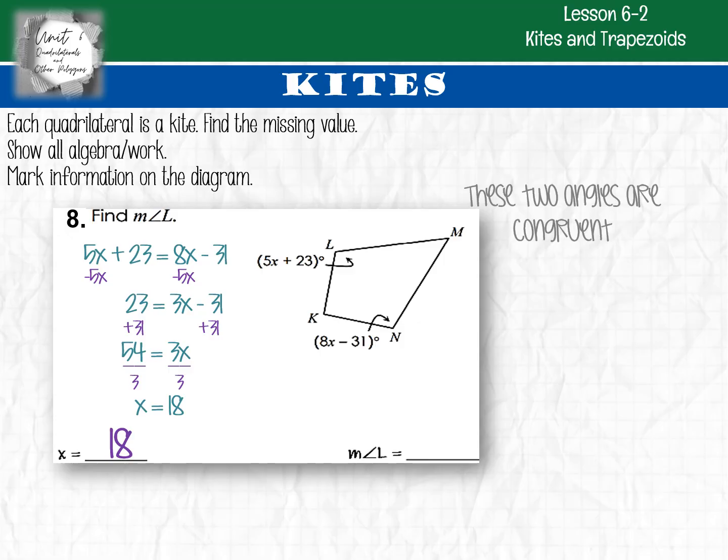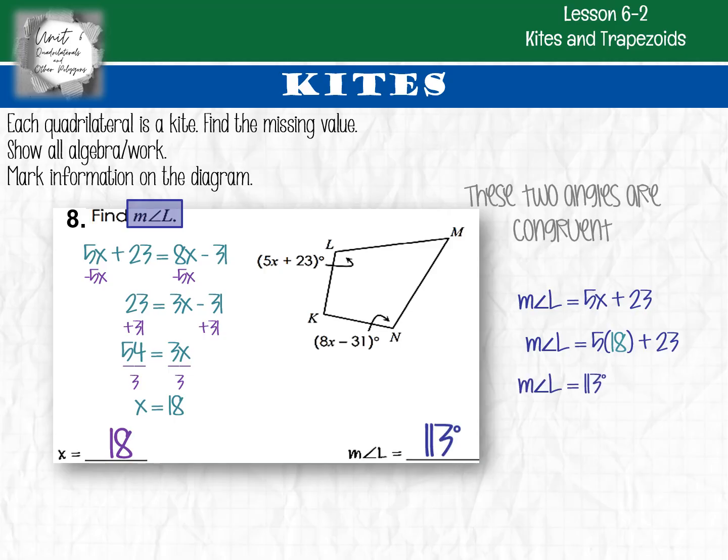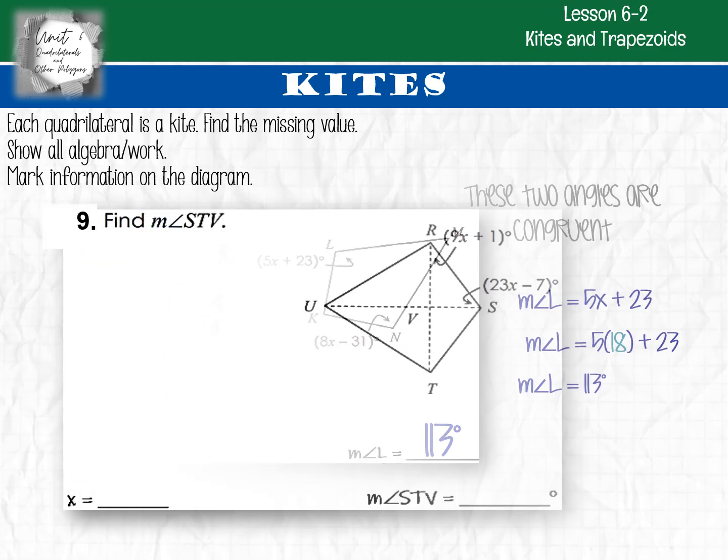X is 18. But we want the measure of angle L. So we do have an expression for that: 5x plus 23. Plug in the value we got for x, which is 18, and we get the measure of our angle as 113 degrees.